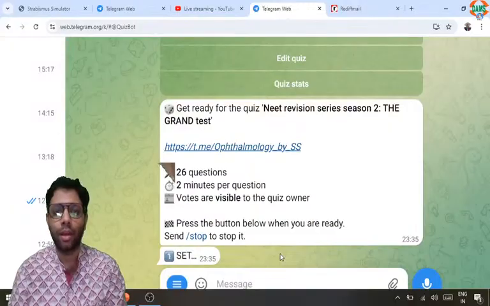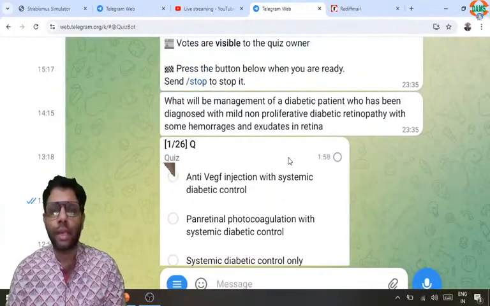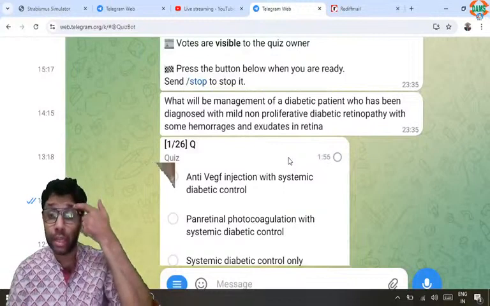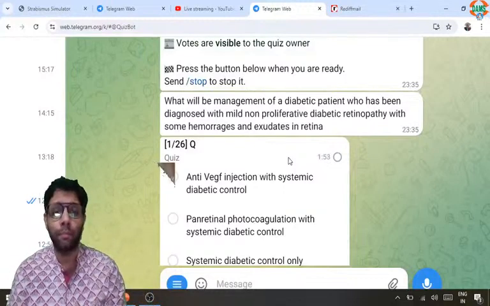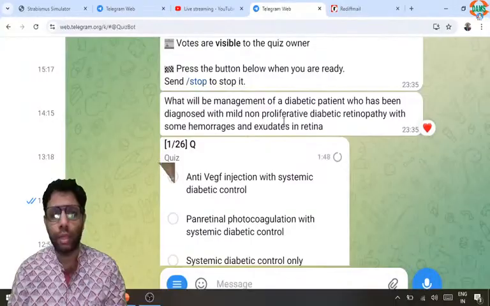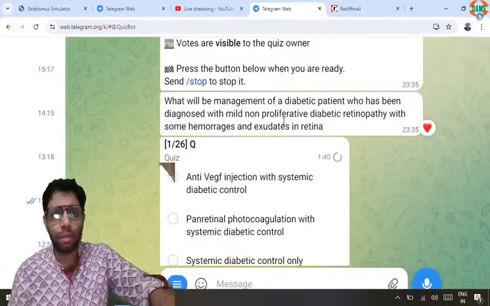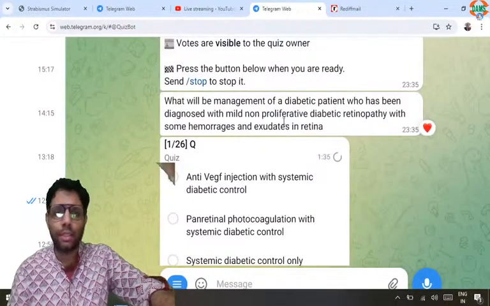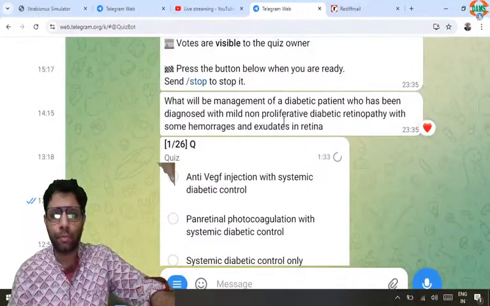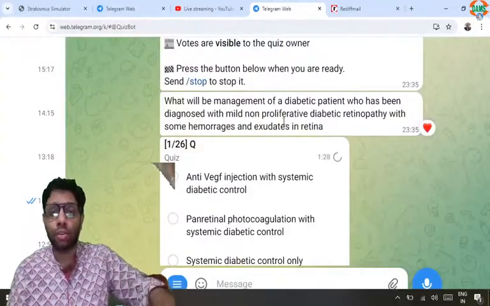3, 2, 1, go. The first question is a very important question of diabetic retinopathy. You expect one question of diabetic retinopathy on 11th August as well. A diabetic patient has been diagnosed with mild NPDR, already given to you as the diagnosis, and some hemorrhages and exudates in the retina are there. Hemorrhages can be of two types: soft flame hemorrhages in the nerve fiber layer, and dot and blot hemorrhages in the outer plexiform layer of the retina. Exudates can be hard exudates in the outer plexiform layer, due to lipoproteins coming out, and soft exudates are cotton wool spots, that is an infarction of the nerve fiber layer.